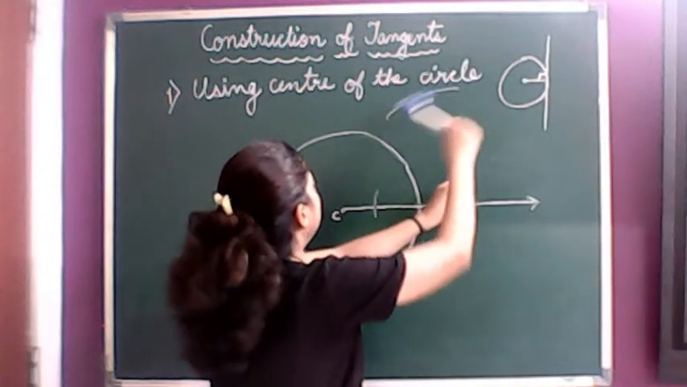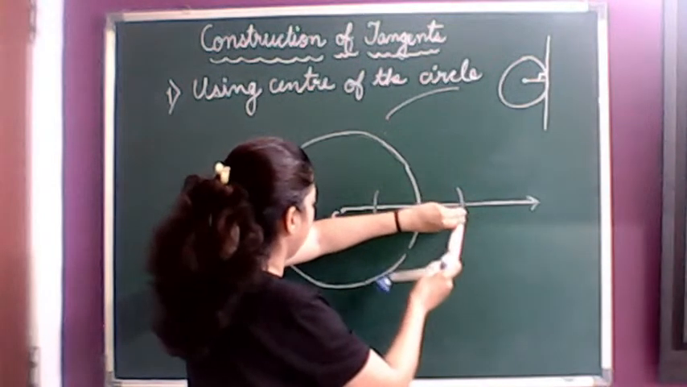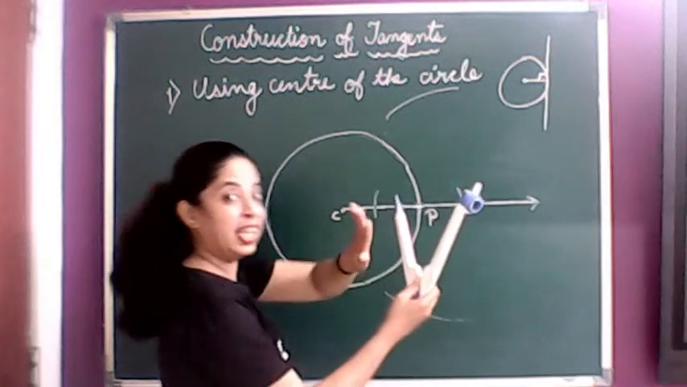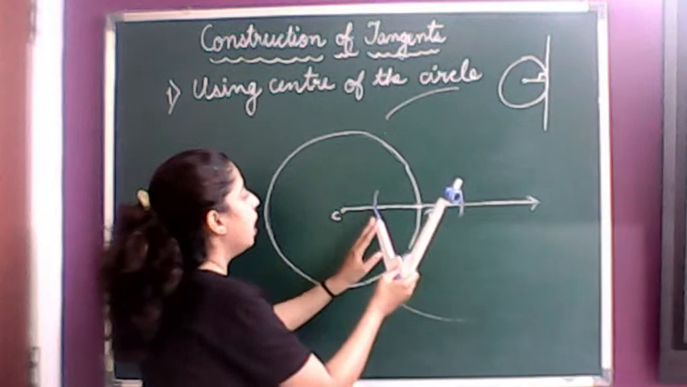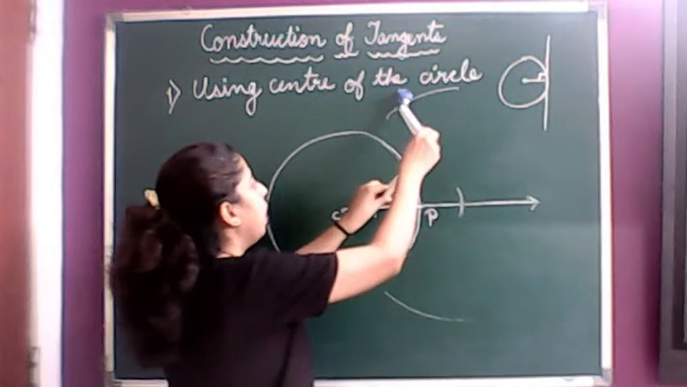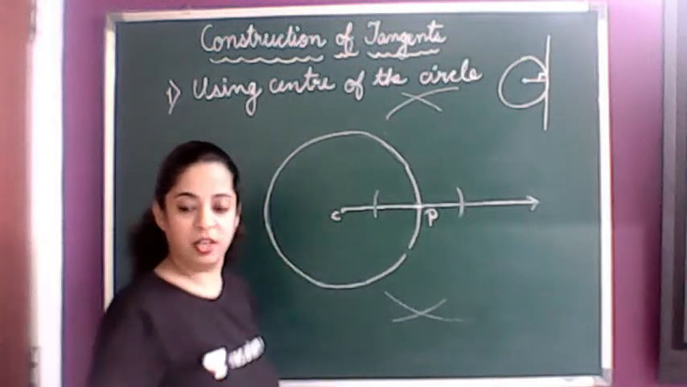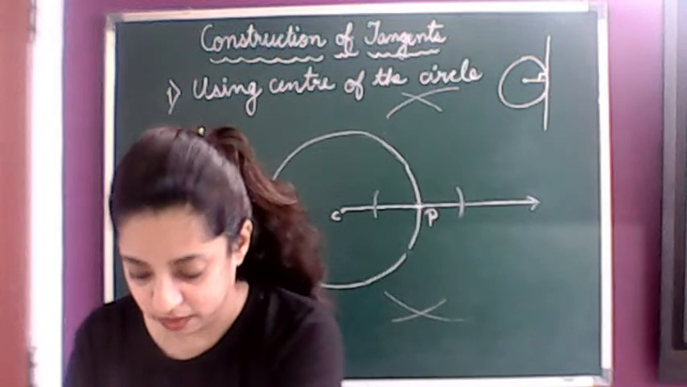Draw an arc here. At the same point, draw an arc below. Are you able to see? Now taking the same measurement, don't change the measurement. Keep this at this point. Cut the previous arcs. Did you get it? Ujjwala, Neha, did you get it?